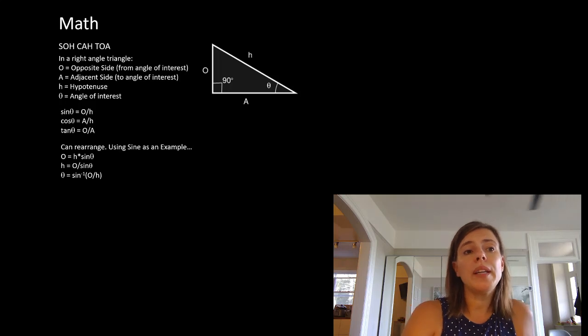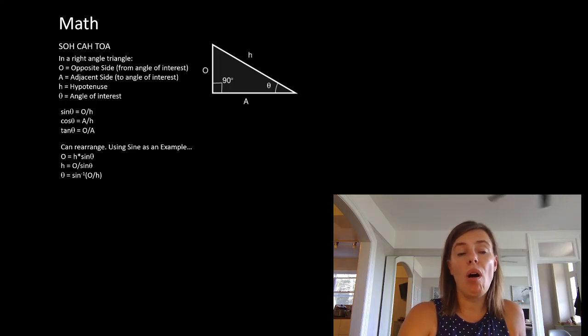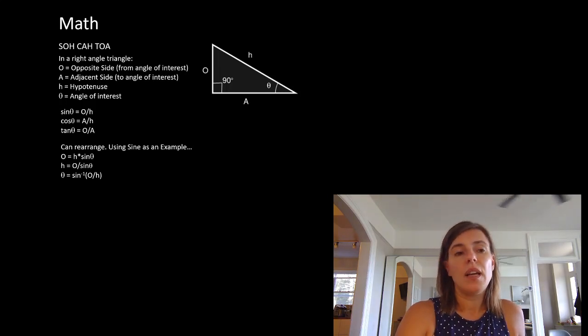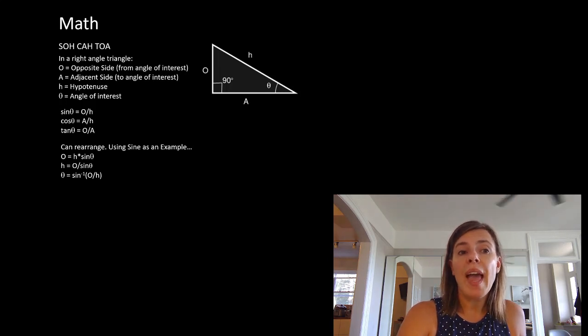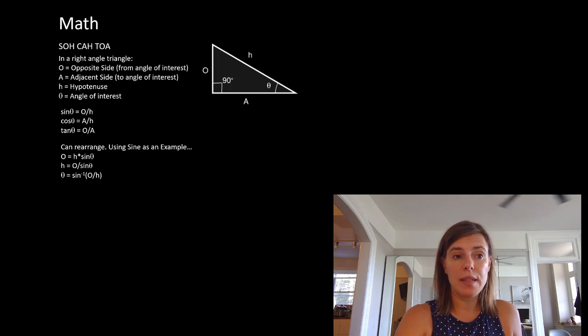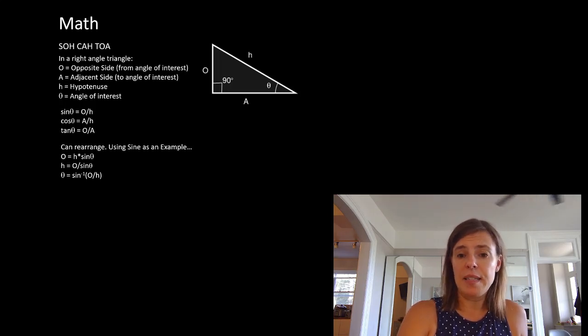So we can rearrange this if we wanted to know O. We could rearrange sine to figure out that O is H times the sine of the angle. H would equal O divided by the sine of the angle. And if we wanted to know what the angle was, and we knew O, the opposite side, and H, the hypotenuse, the angle is the inverse of the sine of O divided by H.